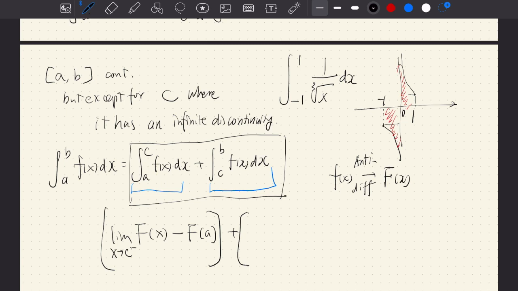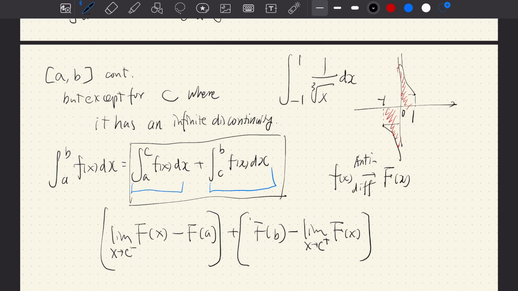And for the second term, you should evaluate it like this: F of b minus the limit as x goes to c from the positive side of big F of x. For the second integral you're going from c to b, but you have an infinite discontinuity at c, so you go from x to b, which is F of b minus F of x, and then you let x approach c from the right hand side.